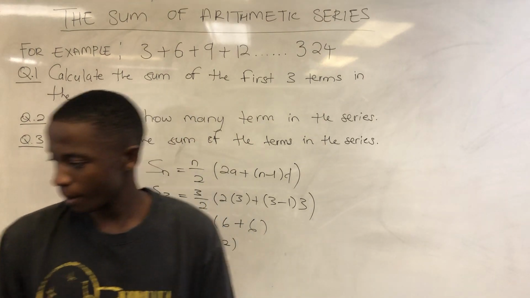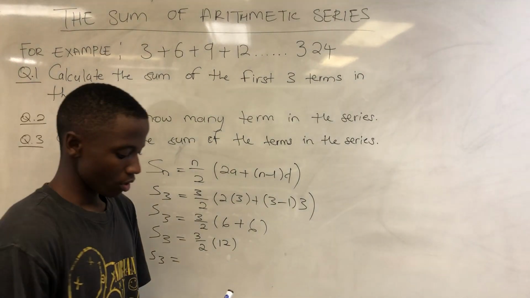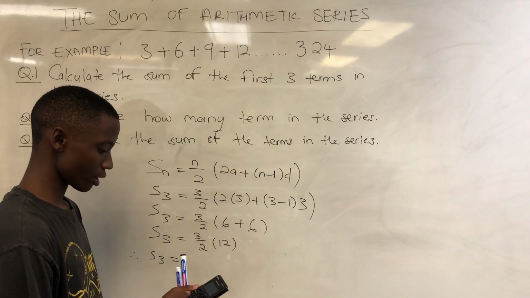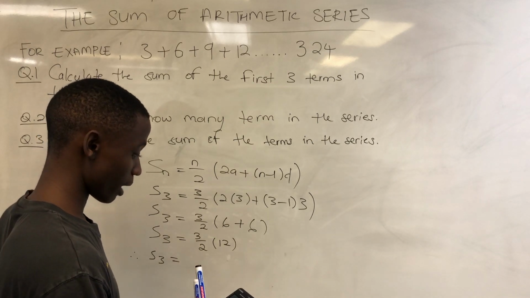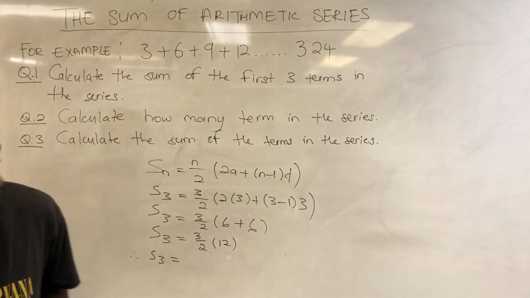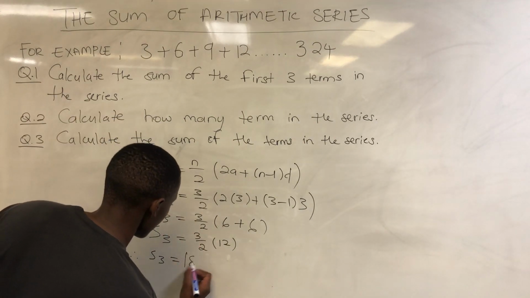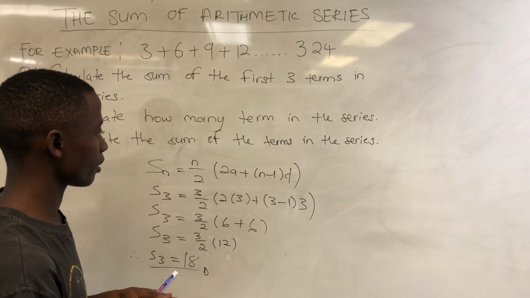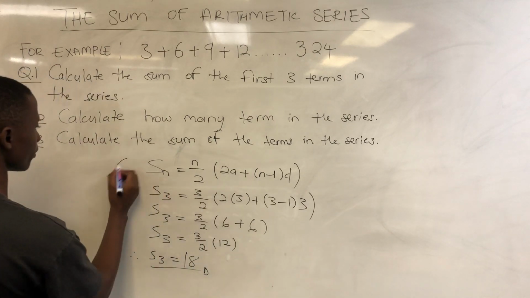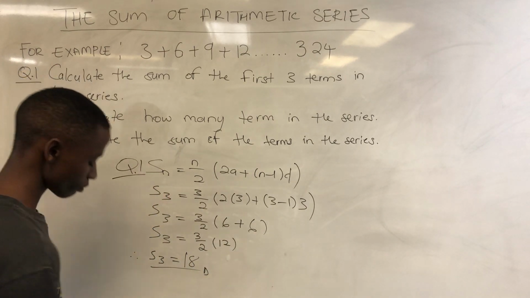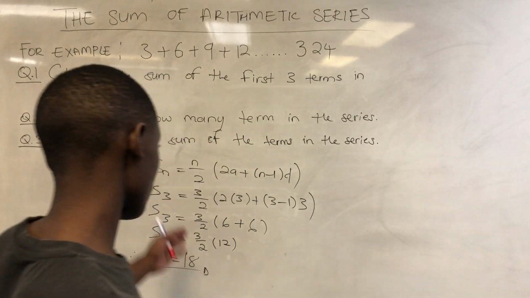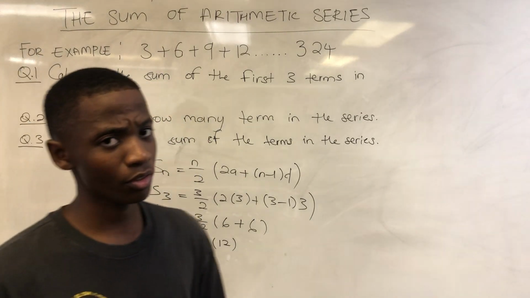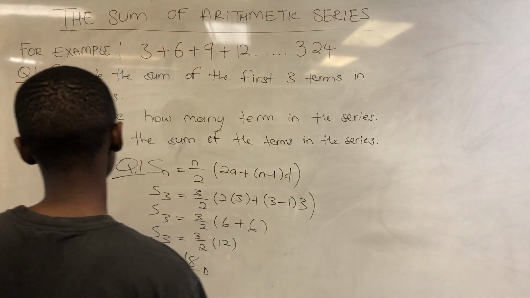Press the calculator. 3 over 2 multiplied by 12 is 18. Very same thing, guys. It gives us 18 even when we use our formula. So that's how we use the formula. Easy and straightforward, right? Let's go to the second question.